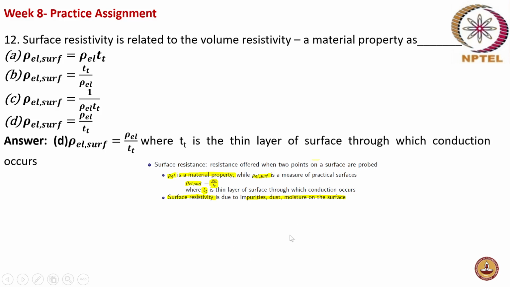The surface resistivity is brought into the picture because the surface may not have similar behavior as the bulk. The surface may have some impurities or dust or moisture accumulation due to defects or cracks present in it. So the resistivity might be quite different from your actual bulk of the material. That is why this concept of surface resistivity comes into the picture, whereas volume resistivity is nothing but a material property.